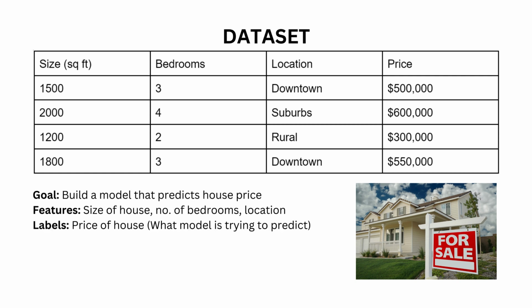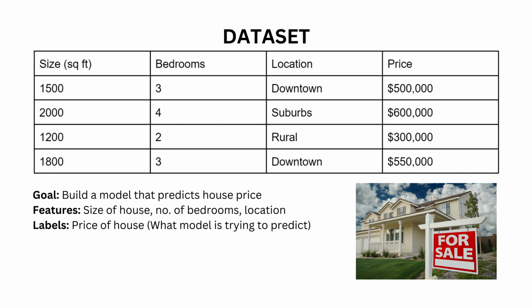Imagine we want to build a model that predicts house prices. Our dataset would consist of information about various houses. Each house would be an example in our dataset. Features. These could include the size of the house, the number of bedrooms, and the location. Each feature helps the model understand the characteristics of the house.